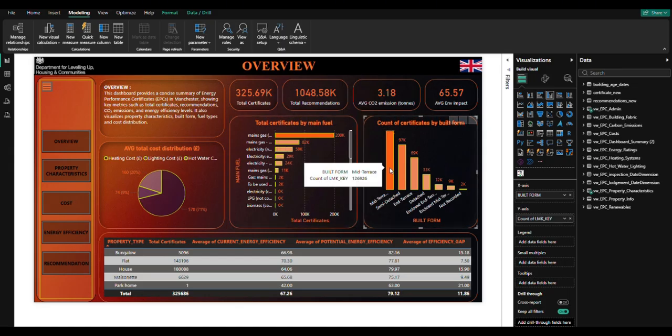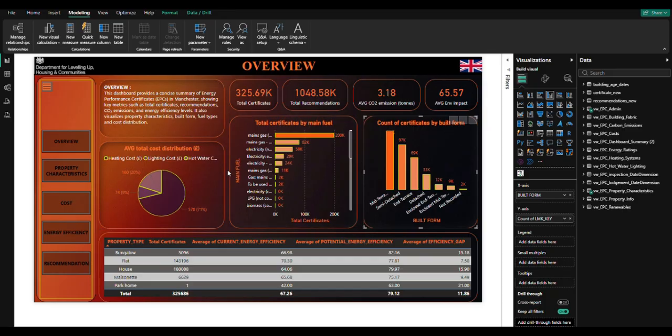Mid-terrace properties lead with 126,926 certificates, followed by the semi-detached with around 96,785 certificates. End-terrace properties with about 69,114 certificates, and so on. This figure shows that terrace and semi-detached homes are the majority of Manchester's house stock composition.